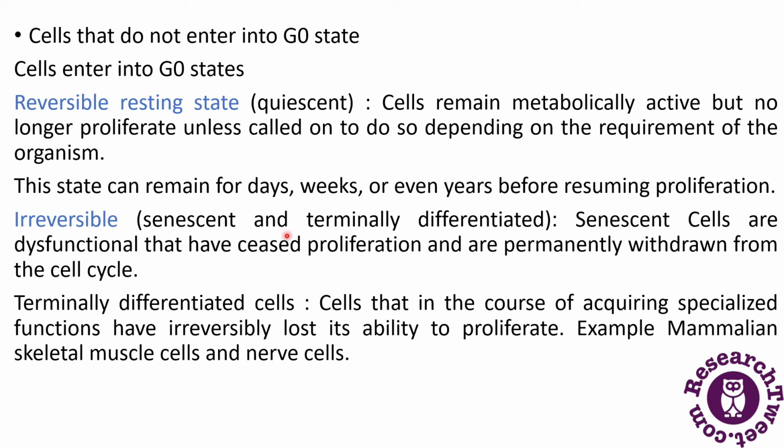The next, also in the irreversible state, are the terminally differentiated cells. Cells in the course of acquiring specialized function have irreversibly lost their ability to proliferate. In the reversible state, cells do not proliferate but are metabolically active. But terminally differentiated cells have lost their ability to proliferate. Examples are mammalian skeletal muscle and nerve cells. They will not proliferate further.